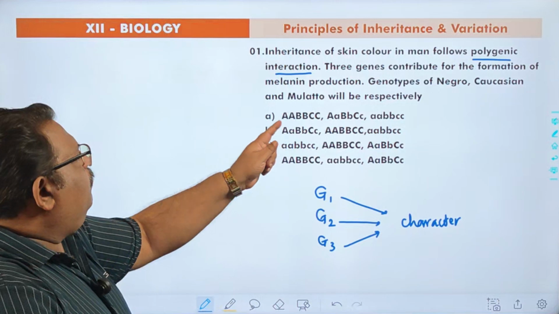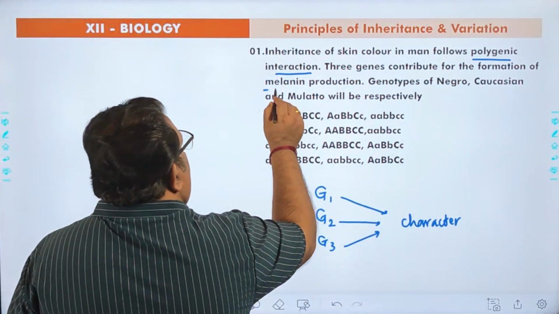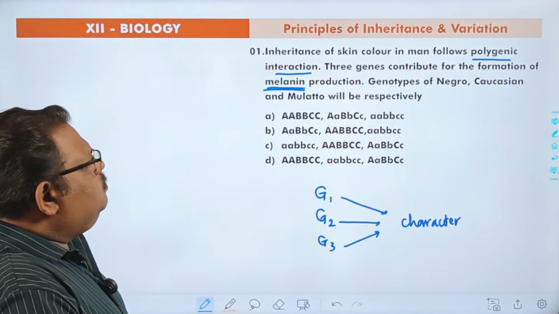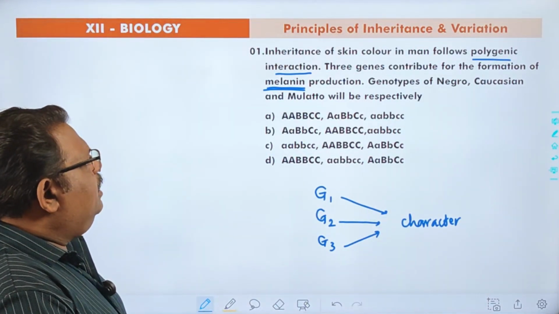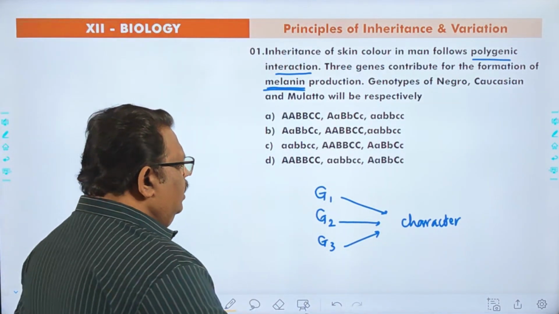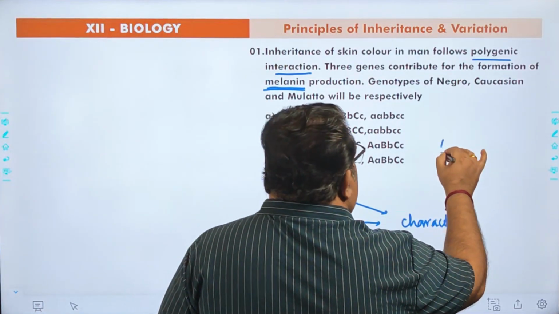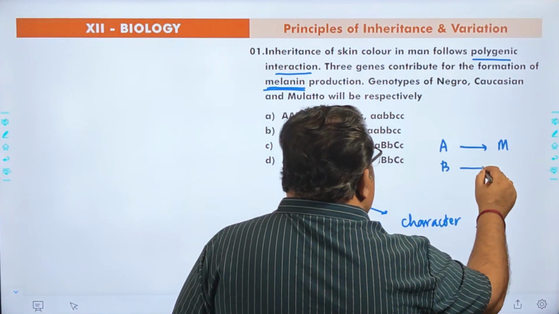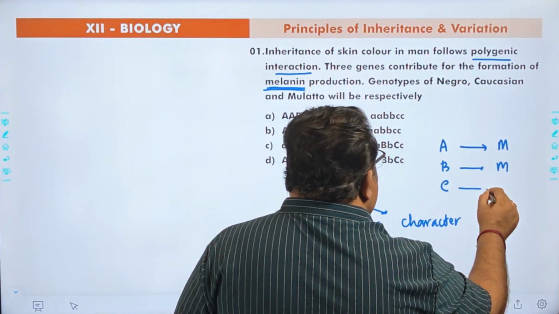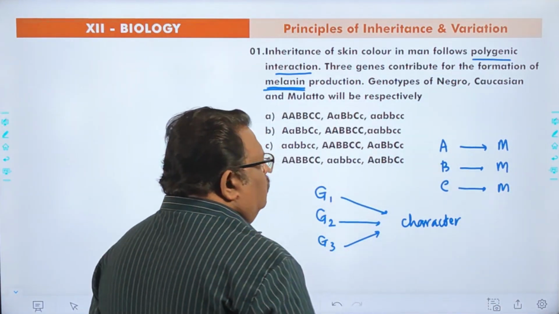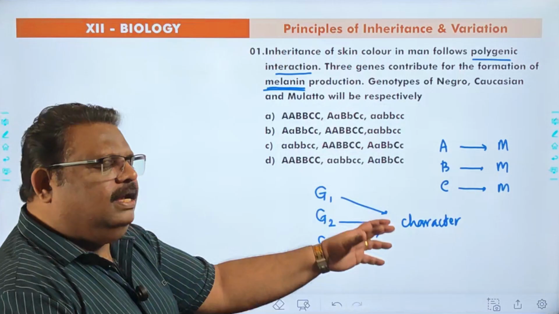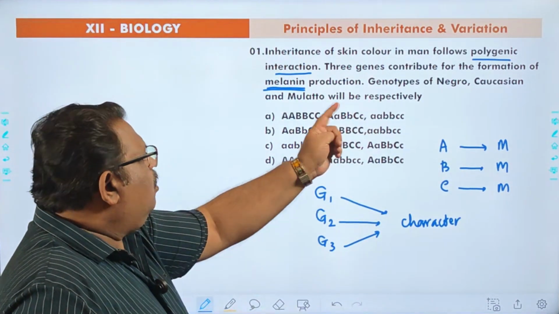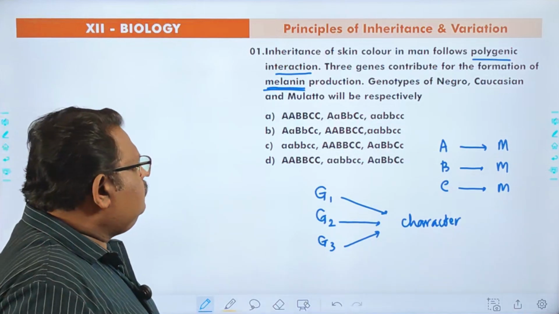3 genes contribute to the formation of melanin production. Melanin means the black pigment in the body. The genotypes of Negro, Caucasian and Mulatto will be respectively... So there are 3 genes, namely A gene produces melanin, B gene also produces melanin, and C gene also produces melanin. So the properties of all the 3 genes are identical. So more than one gene is responsible for a particular character. That phenomenon is called polygenic interaction.